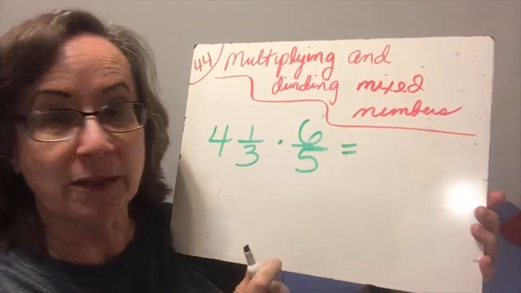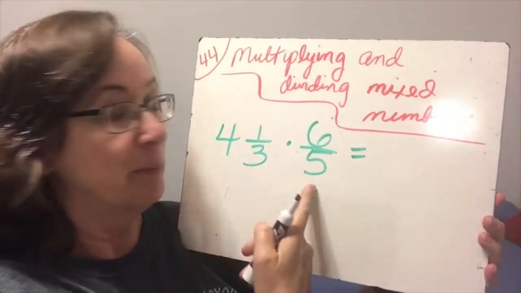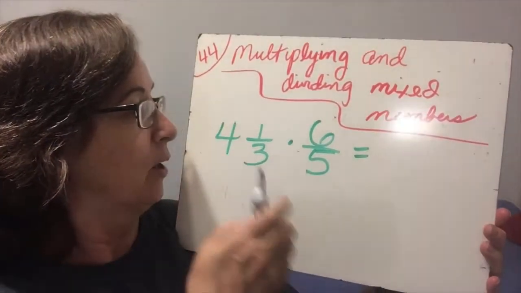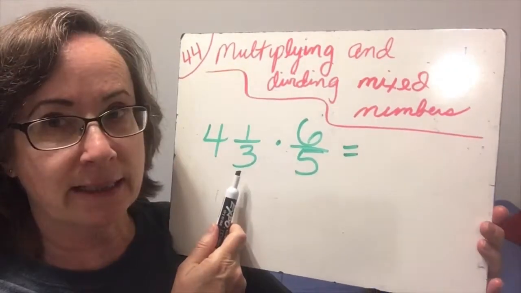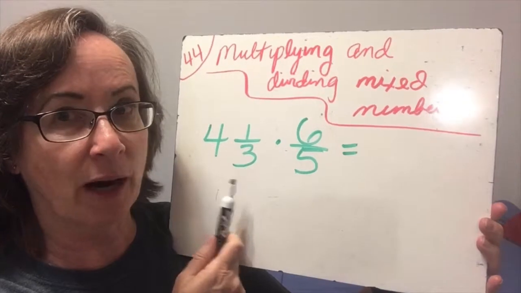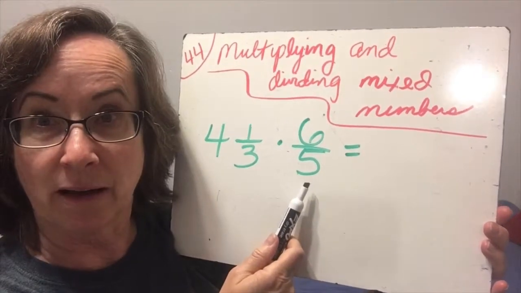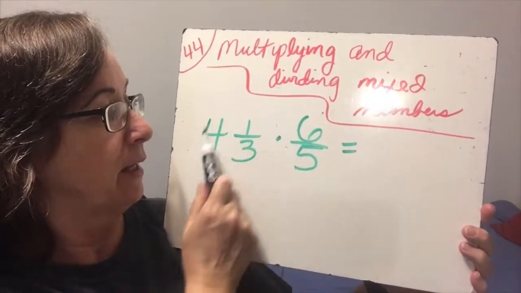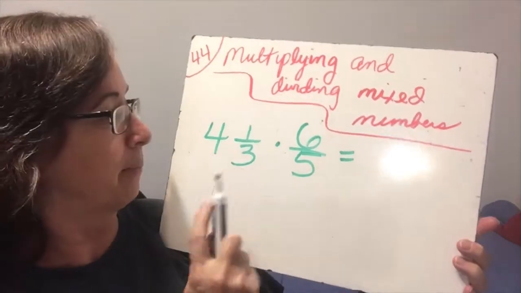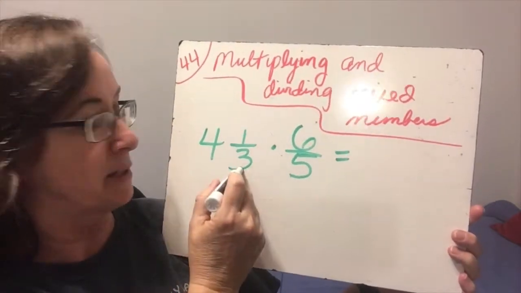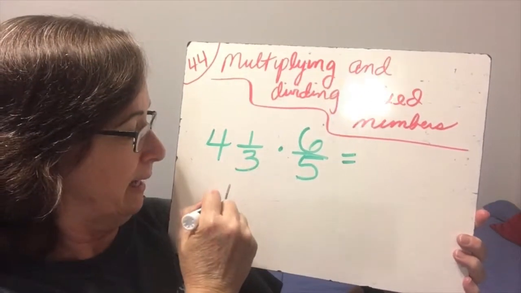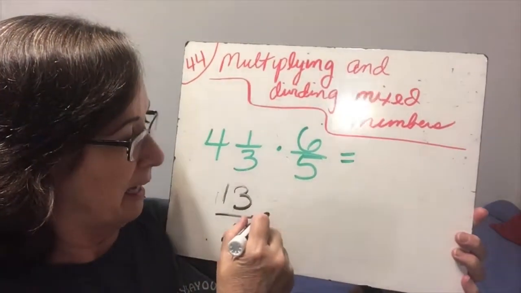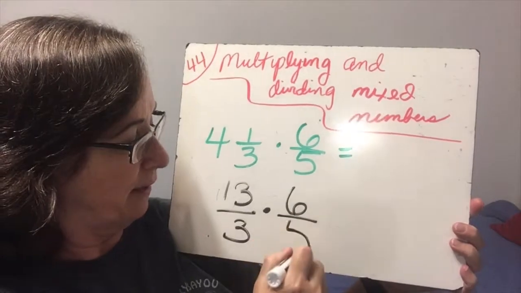All right, so when we're multiplying a mixed number by any other kind of fraction, we're going to do the same thing every time. We're going to change our mixed number into an improper fraction. Now notice this one already is an improper fraction. So we change our mixed number into an improper fraction, and we get 4 times 3 is 12, plus 1 is 13 thirds. And then times 6 fifths.